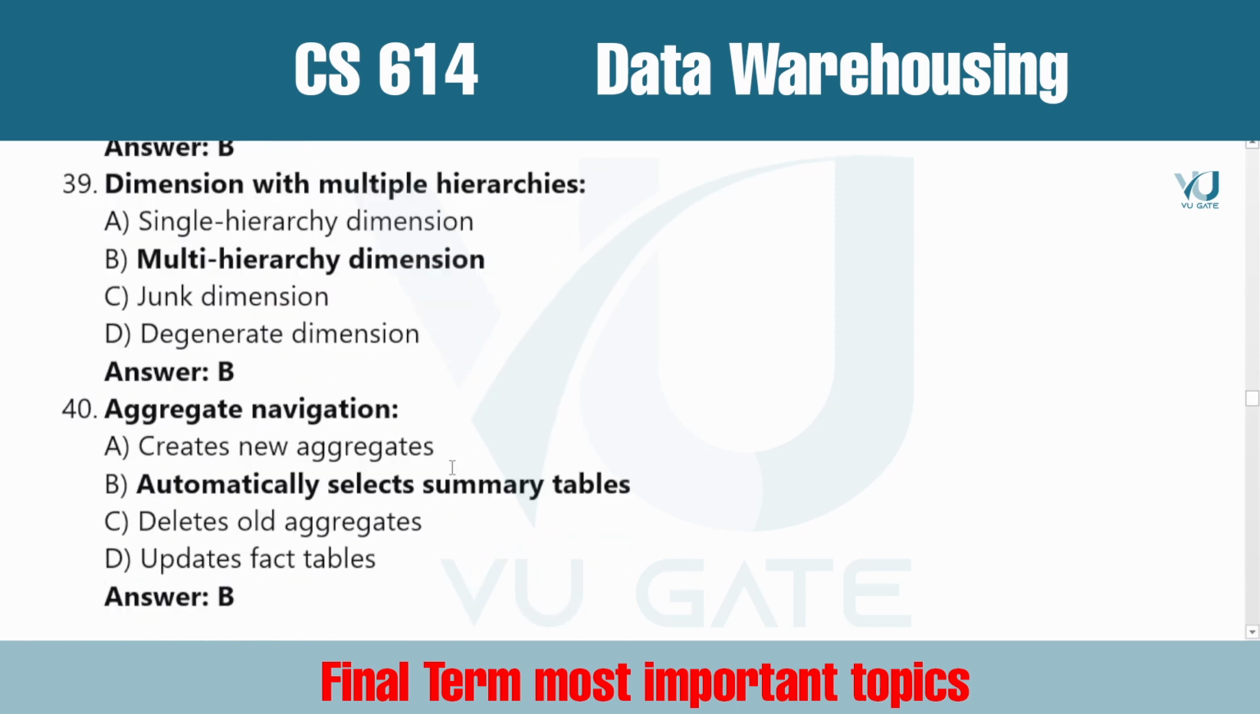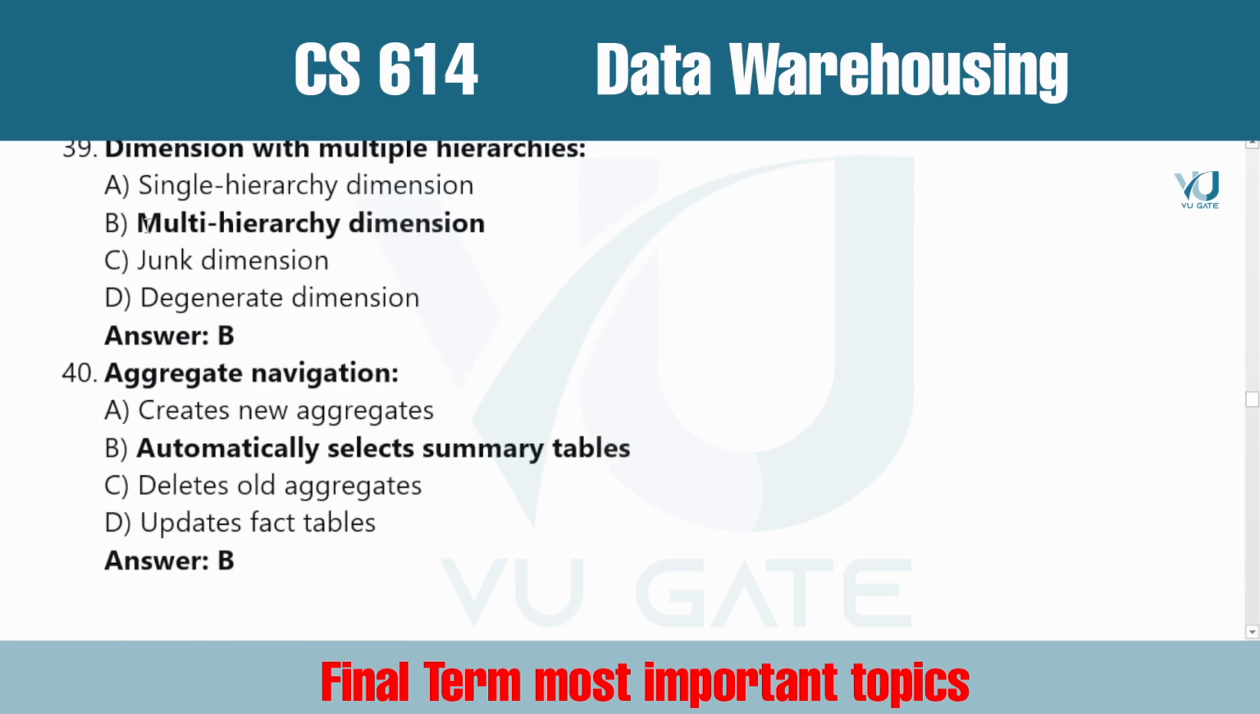Question 39, dimension with multiple hierarchies. The correct answer is option B, multi-hierarchy dimension. Question 40, aggregate navigation. The correct answer is option B, automatically selects summary tables.